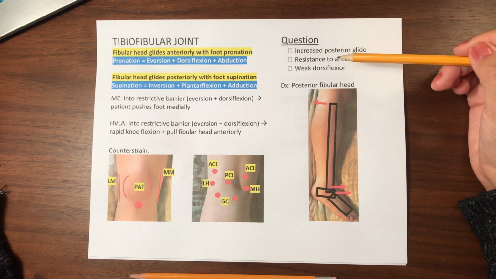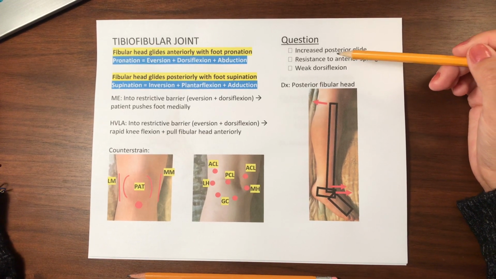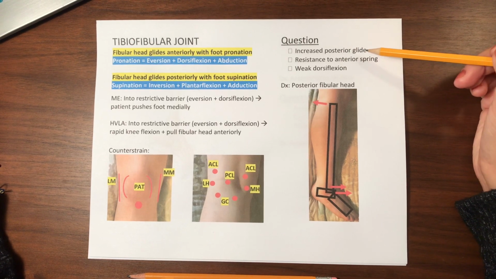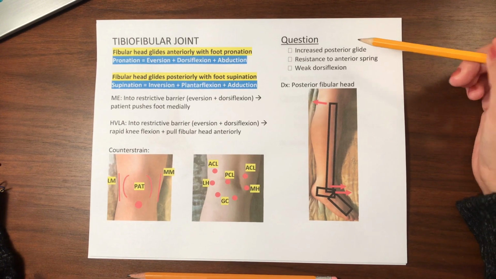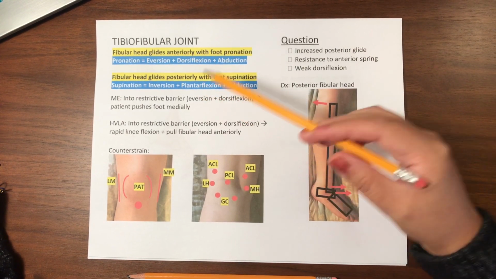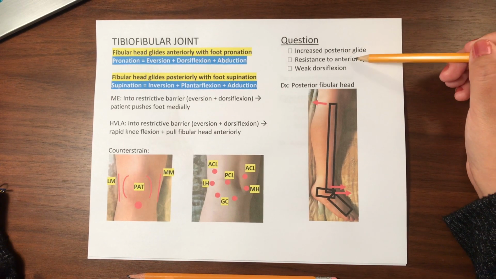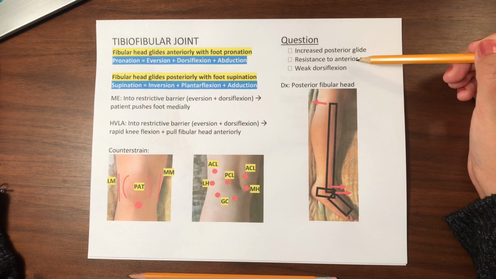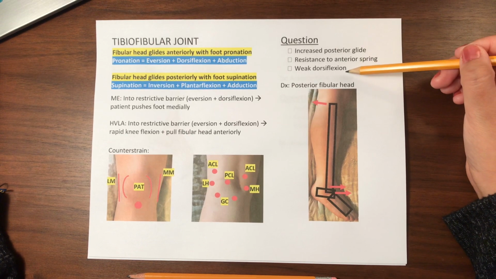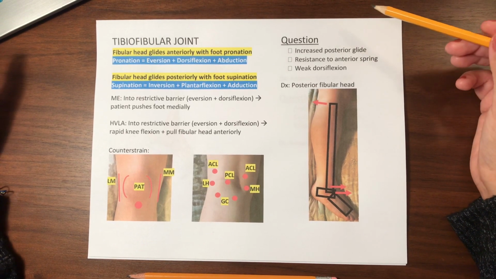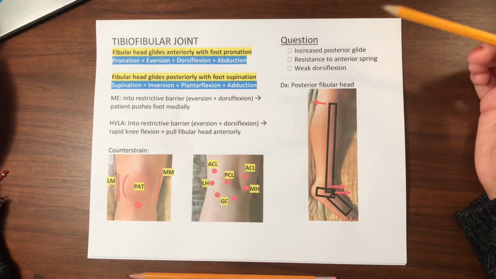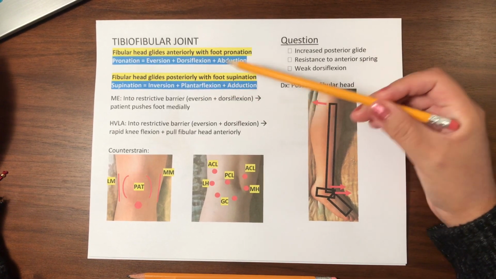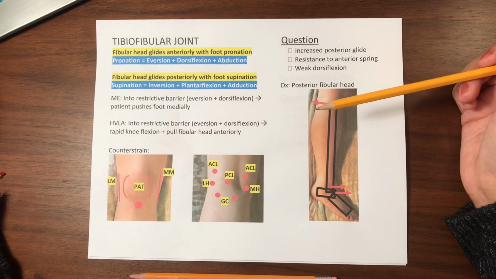So let's say we get a vignette, we quickly scan the patient's history, and then we get to those exam findings. So the question tells us that the fibular head has increased posterior glide, already clueing us into a possible posterior fibular head diagnosis, right? So on top of that, the fibular head also has resistance to anterior spring, and there's weak dorsiflexion of the foot. So the resistance to anterior spring makes sense, right? Mostly because they already told us that there's increased posterior movement of the fibular head.